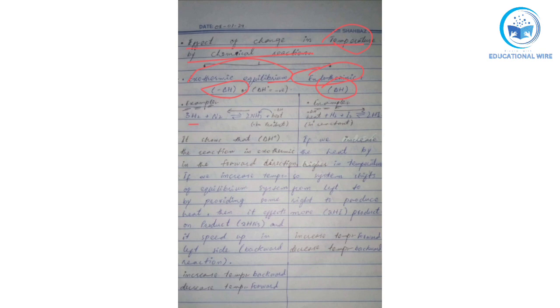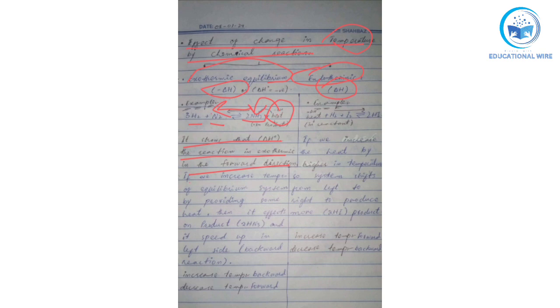Here we have 3H2 plus N2, and here we have 2NH3, that is ammonia, and we have heat in the product, represented by negative delta H. Now it shows that delta H is negative, so the reaction is exothermic in the forward direction. When this heat in the product goes to the ammonia, the ammonia does the backward reaction, that is a reversible reaction towards the reactant.